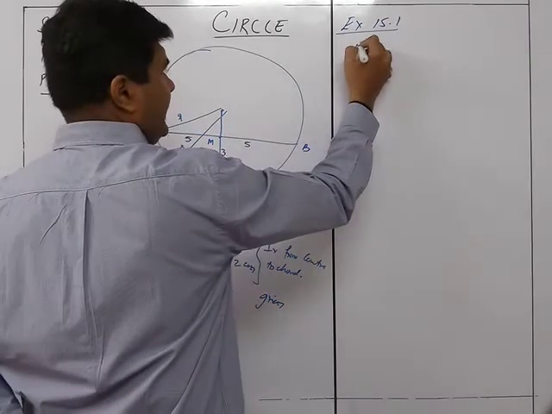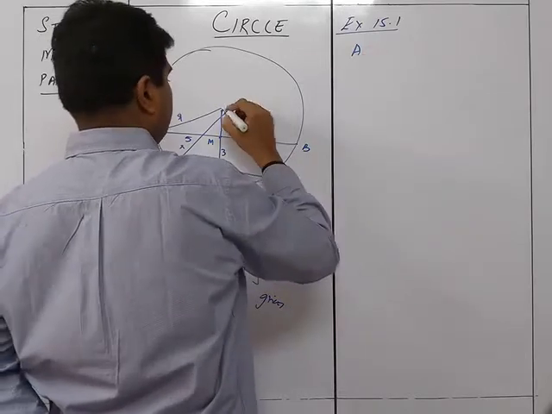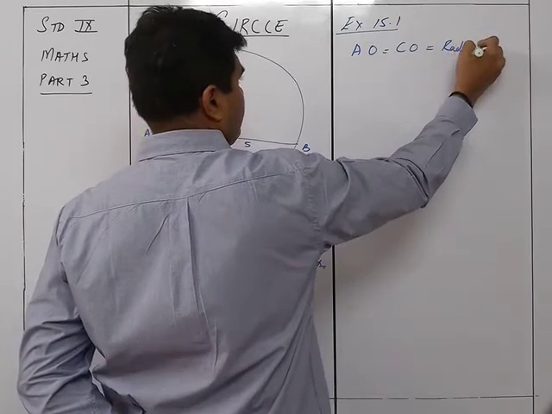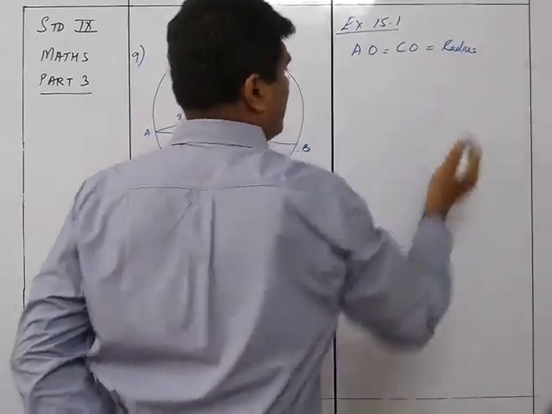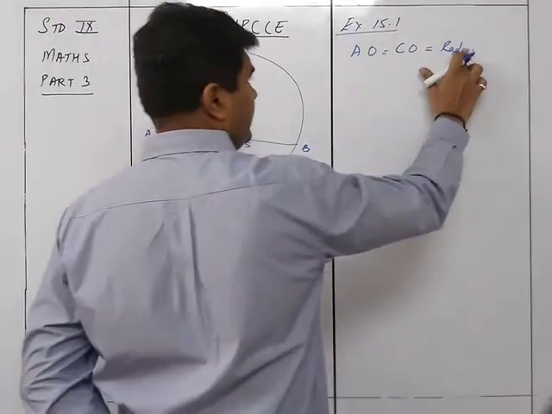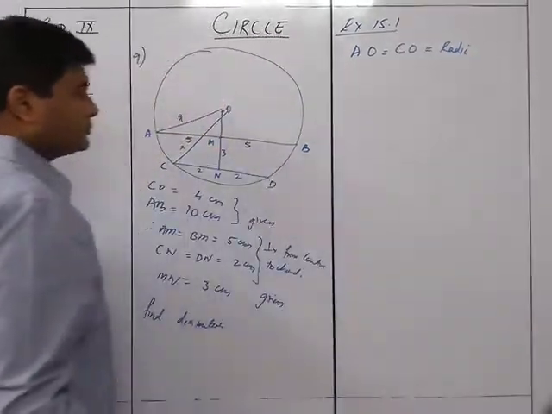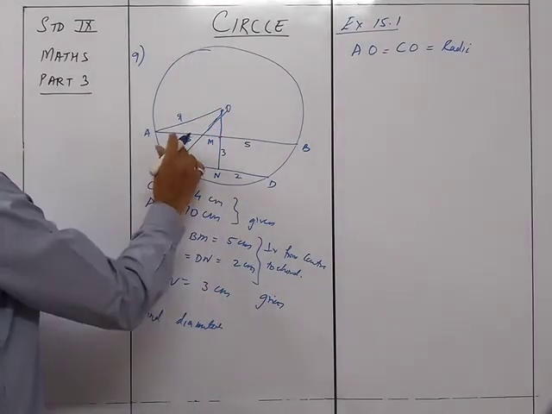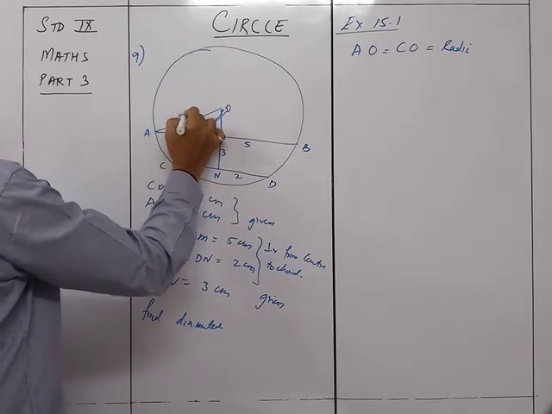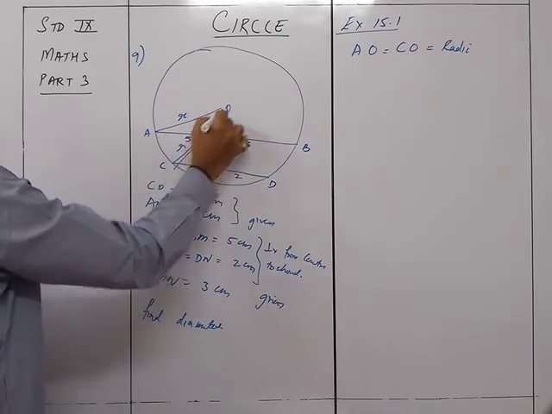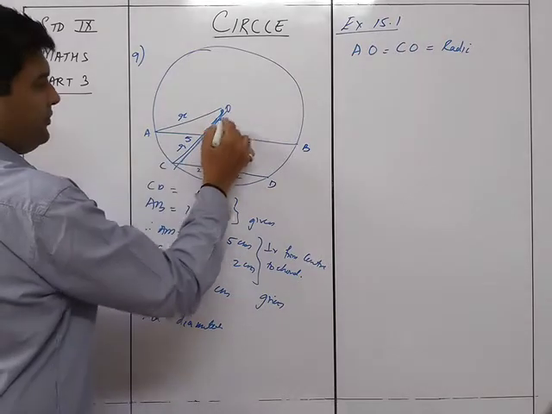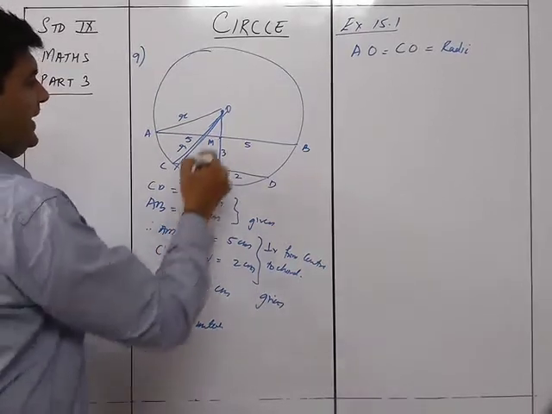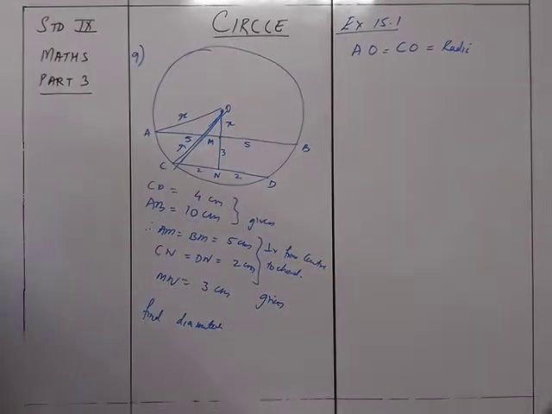So we know that AO is equal to CO is equal to the radius. These are the two radii. So what we need to do now is, we have R over here and this is 5. I don't know this distance, so if I take this to be X, then what happens?